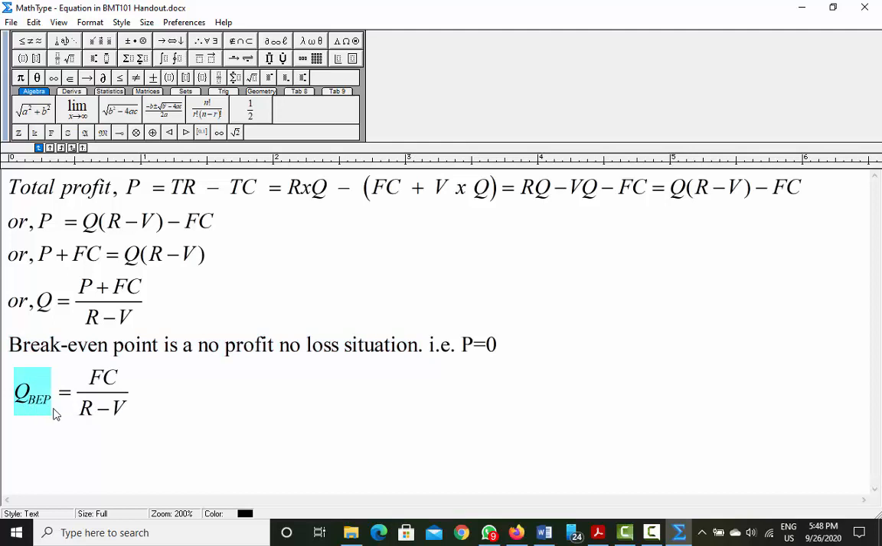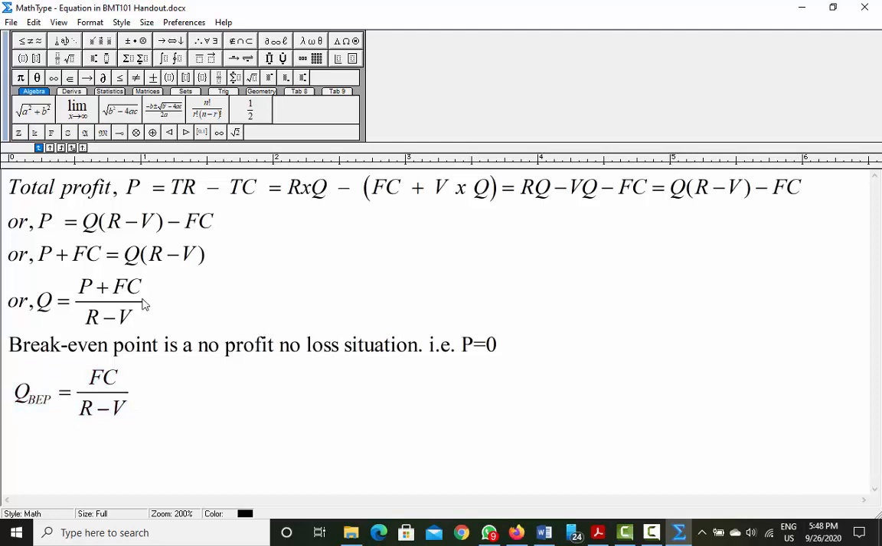So break even quantity, QBEP. If we want to find out the break even quantity, that means QBEP, at break even point we will get break even quantity. As we know that at break even point P is equal to 0, that means no profit no loss. So P is equal to 0, which means P will no longer be there. Only what we will have is fixed cost divided by R minus V. So this is the break even quantity.